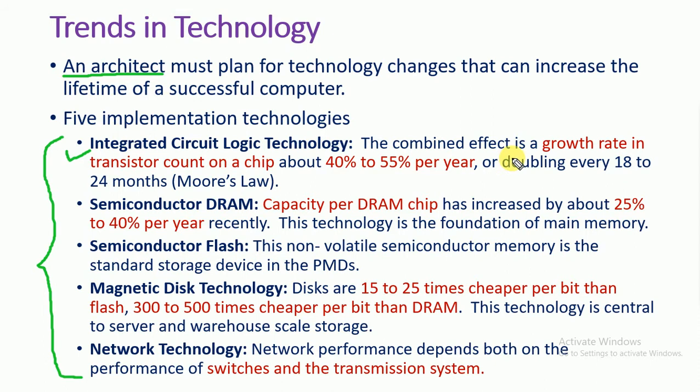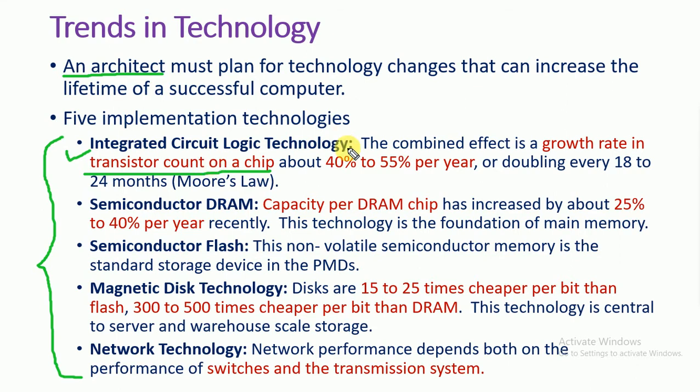The combined effect is the growth rate in transistor count on a chip. What is the major element present in a chip? The major element present in a chip is the transistor, and we had a very good growth rate in the number of transistors present in the chip. If we increase the number of transistors, automatically the capability of that IC chip will also increase. So what is happening in IC logic technology is a huge growth rate in the number of transistors present in an IC chip.